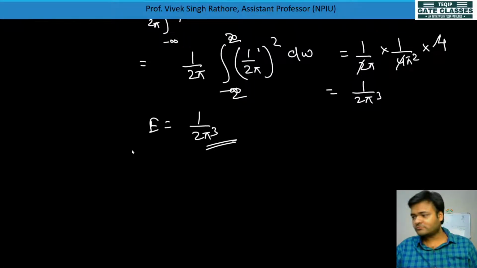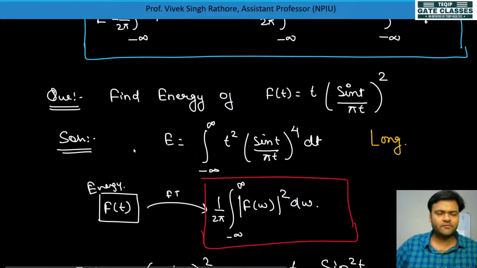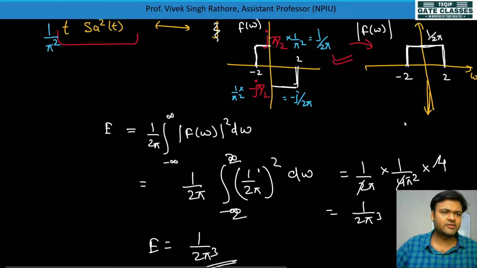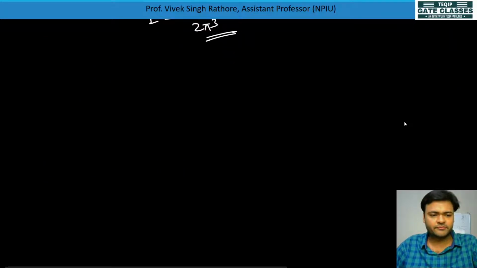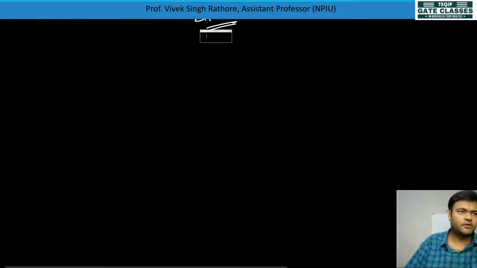See, the calculation of energy can be very easy. If you see some tough terms, by Parseval's energy relation, what you need to do is just take f of t, f of omega, mod of f of omega, square it, integrate it, 1 by 2 pi. It is a simple thing, you can easily do it. Okay, so we'll solve one more question and try to understand this concept again.